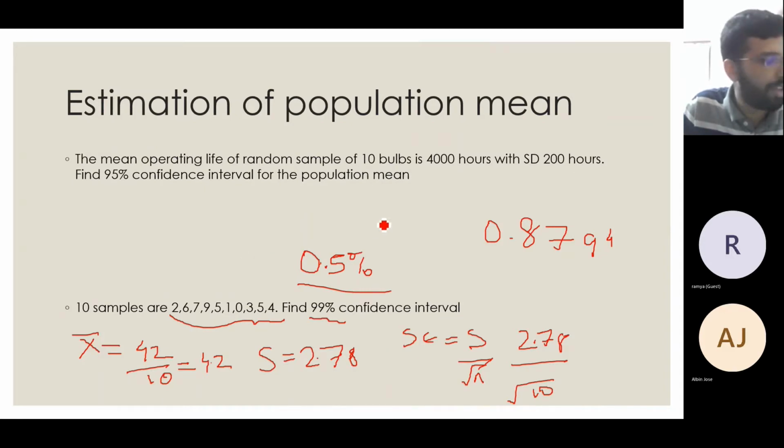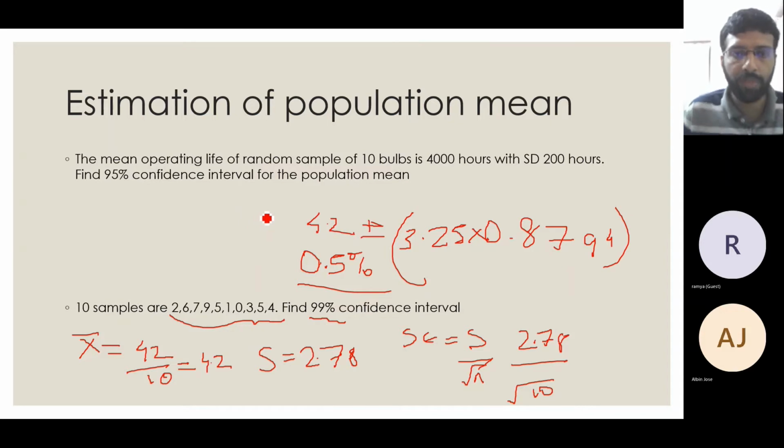So 0.8794 I got as the standard error. I have to multiply that by 3.25, my critical value of t. That will be my margin of error. My mean I got as 4.2, so 4.2 plus or minus that. That will be my confidence interval. So I hope you are with me this much.